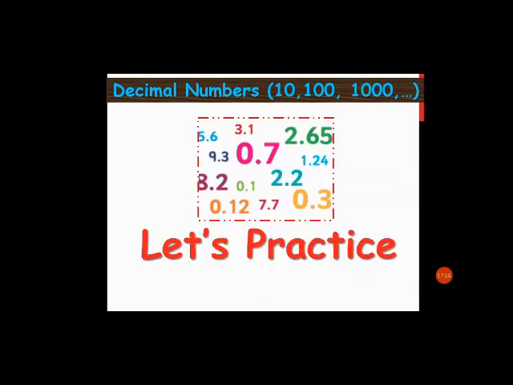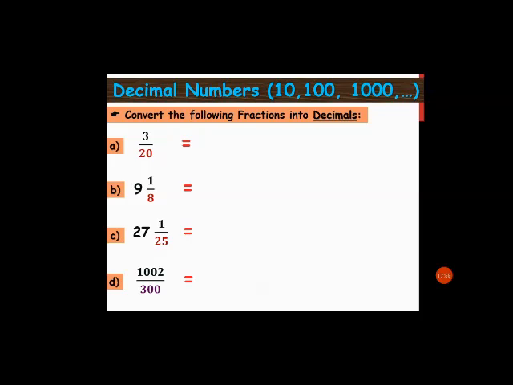So let's practice. Convert the following fractions into decimals. So the denominator here is 20, so I will just simply multiply it also by 5. Why? Because the 2 is a friend for 5. So multiply denominator and numerator by 5. So the answer is 15 over 100. Now it can be so easy to transform into decimal.